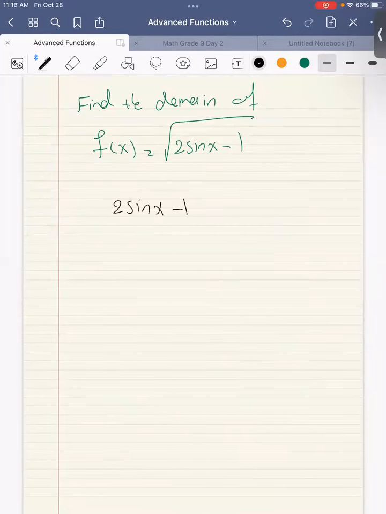Because it's inside the square root, this has to be greater than or equal to 0. So that means 2 sine x is greater than or equal to 1, so sine x is greater than or equal to 1/2. Now, there are different ways to do it. One way is to look at the graph. Just simply look at the graph of sine.